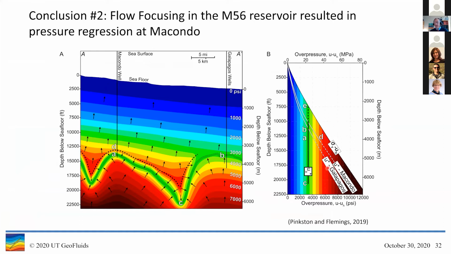And so what does that mean at Macondo? That's location A right here. Your pressure in the reservoir is less than your pressure in the bounding shales, which is this D location right here. And so the pressure regression at Macondo is due to regional flow in this permeable aquifer.